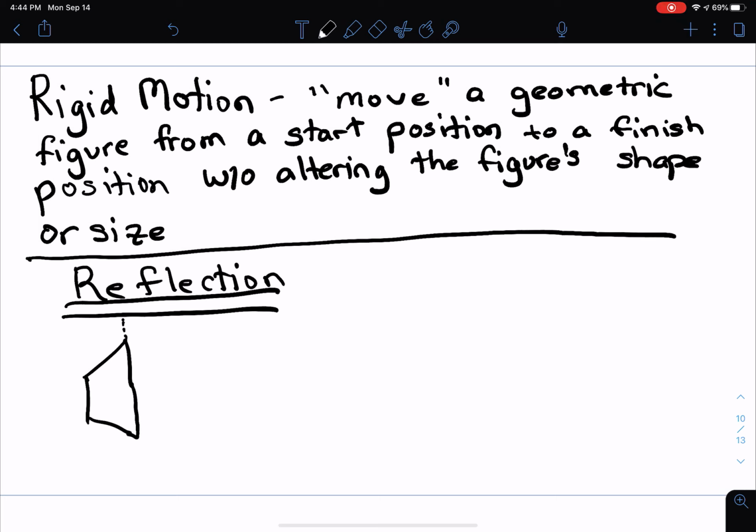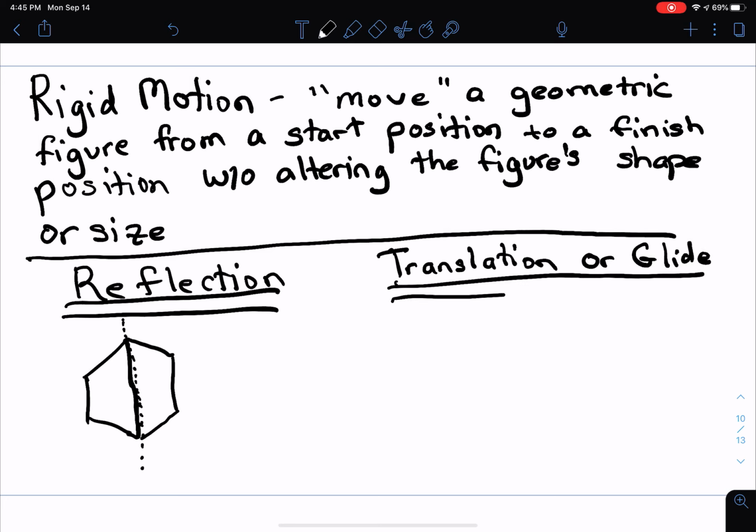In a reflection, you have a line of reflection. Think about that as a mirror. So your same exact image gets flipped over and is equal space from your mirror or your line of reflection. It might involve a translation or glide. So that's where your shape's sitting in one position, and you might have to slide it over into another position.